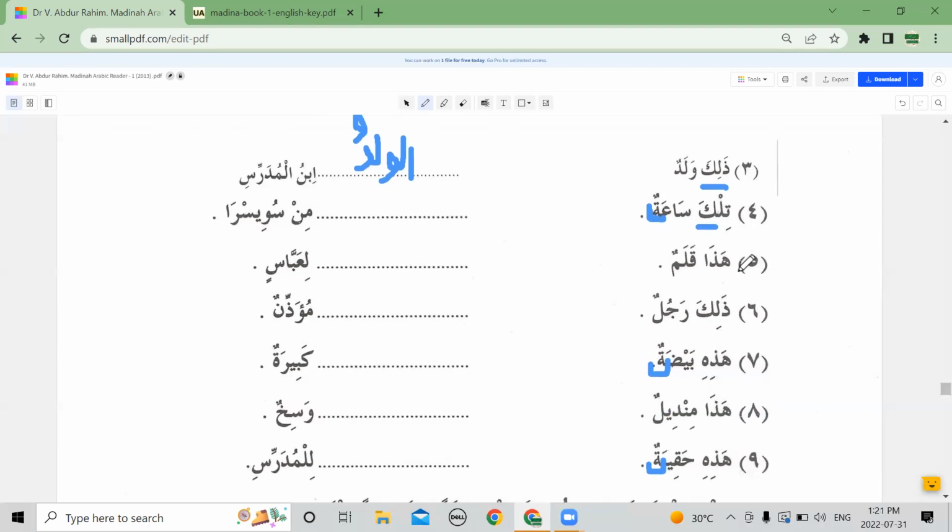هذا قلم. Very good. This is a pen. لعباس. هذا القلم لعباس. Very good. So what does this mean now? هذا القلم. This pen is Abbas's. Very good. Next.